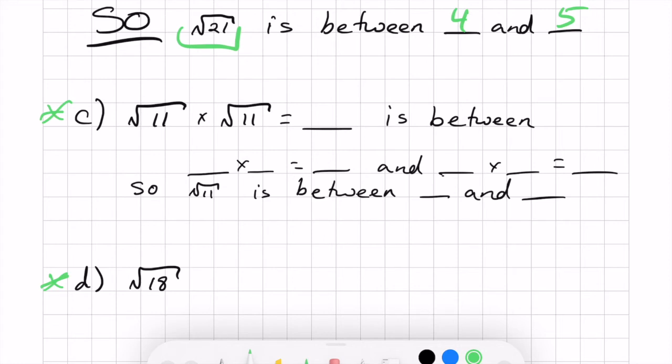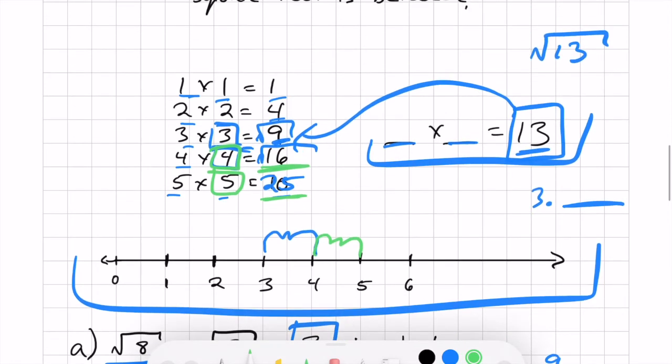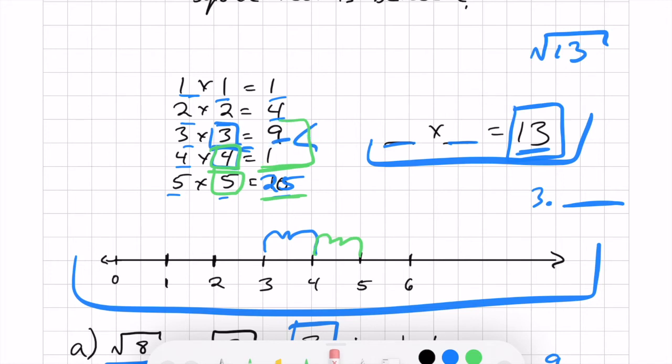Okay, welcome back. So I'm looking for where the square root of 11 fits on the number line. So what numbers does it fit between? I'm going to get rid of the square root sign by multiplying the square roots together. So I get 11. So 11 is going to be between... if I look back, okay, 11 is going to fit in between. I'm going to get rid of some of these so that we can see.